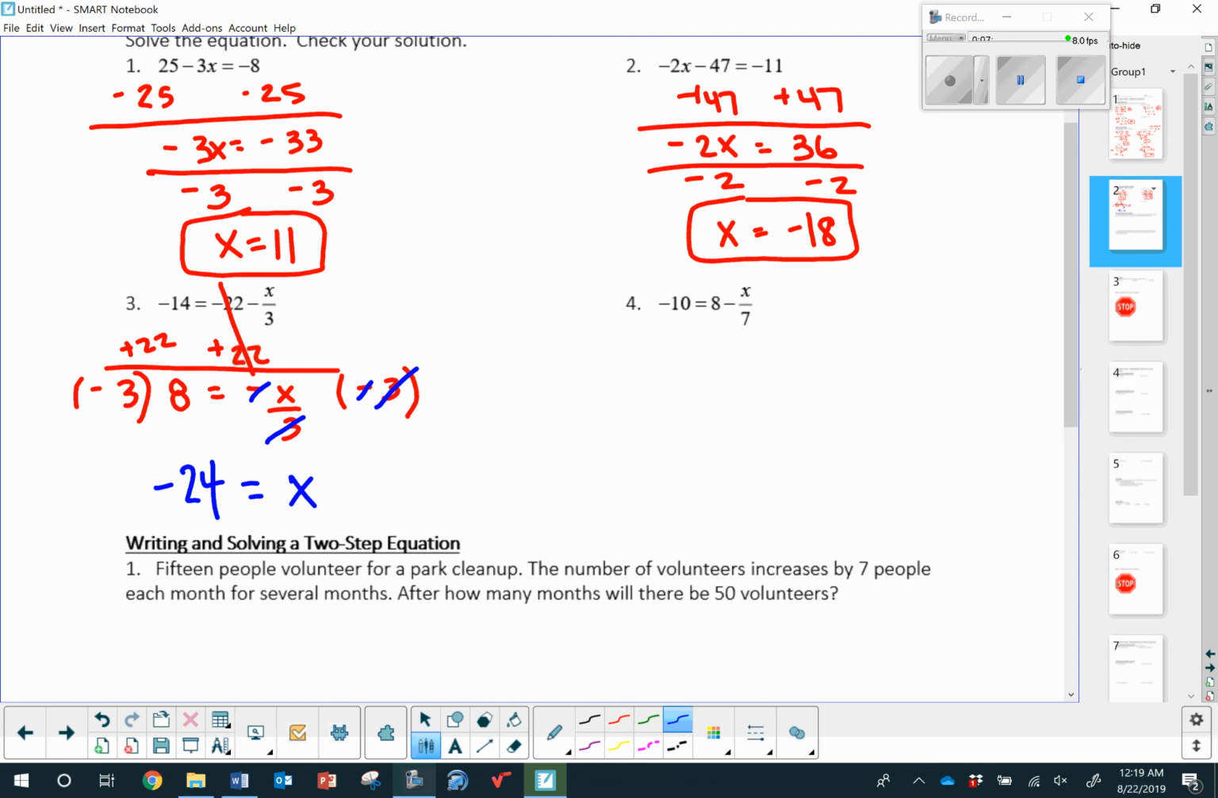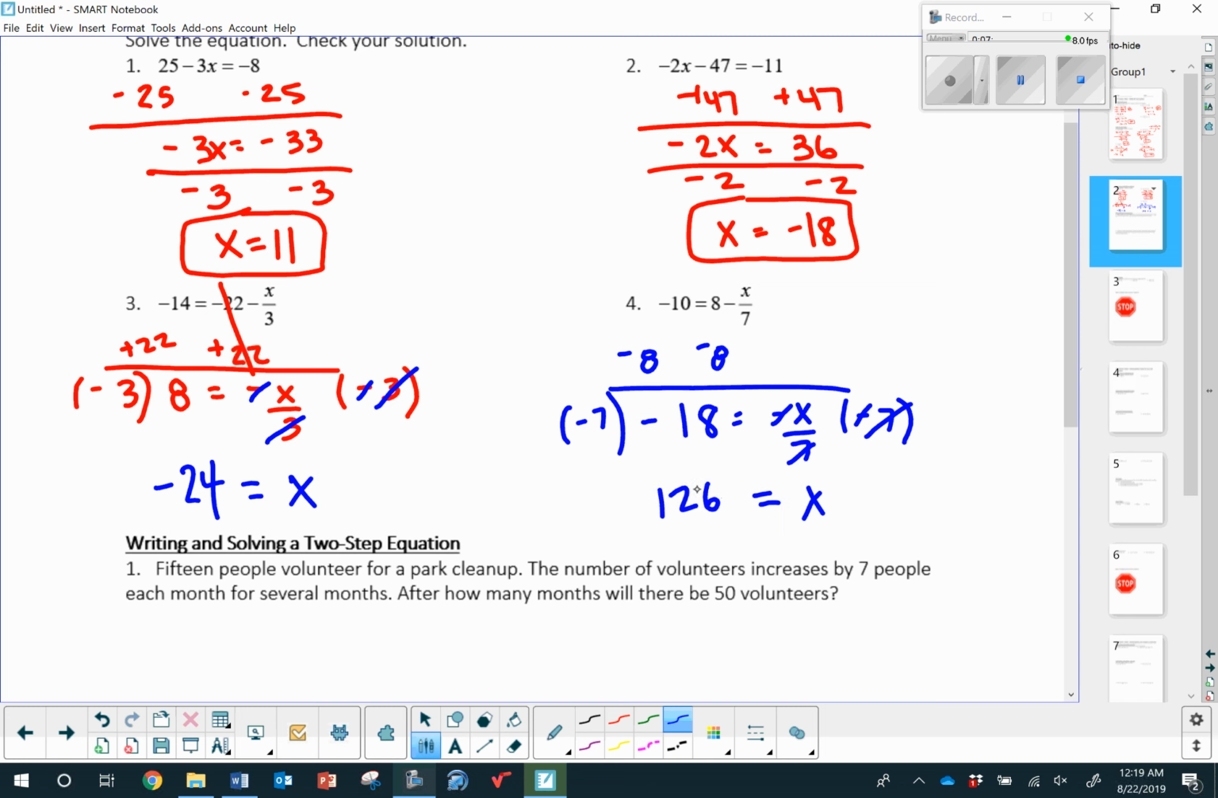All right. Number 4, we're going to subtract 8 from both sides before we worry about that x. So negative 18 equals negative x over 7. Again, this time we're going to multiply each side by negative 7, right? The 7's cancel, the negatives cancel. X equals 126.